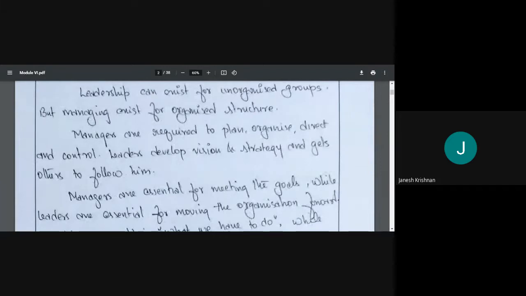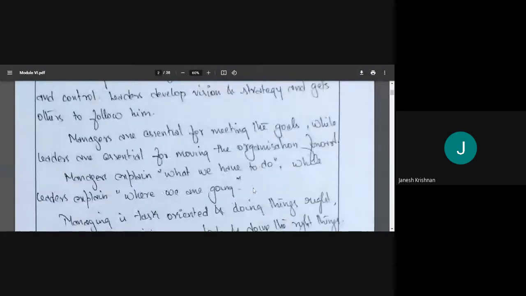Managers are required to plan, organize, direct, and control. The leaders develop the vision, they develop the strategy to reach the goals. Okay, so that people will follow them. Managers are essential for meeting the goals, while leaders are essential for moving the company forward. Right? Managers make sure that we meet our goal, and leaders make sure that we are moving forward. So both are needed in a company.